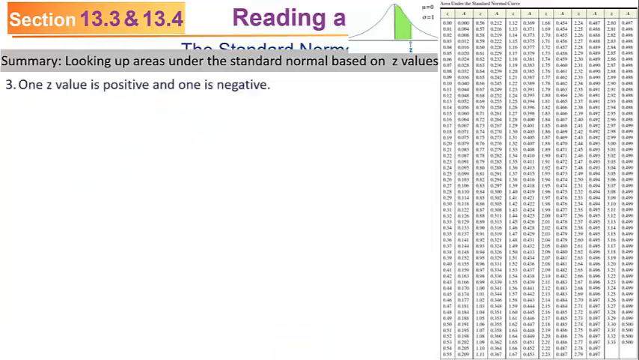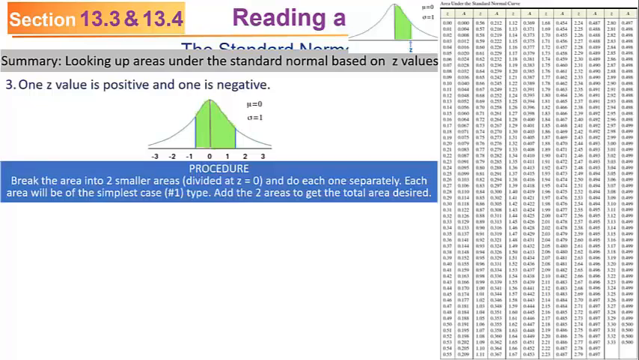Third case, one value is positive and one is negative. Whenever one value is negative, one's positive, that means z equals 0 is inside. And when that happens, you break the graph into two pieces. You treat each piece as a separate problem and add the results. And we did one of those, at least one of those.